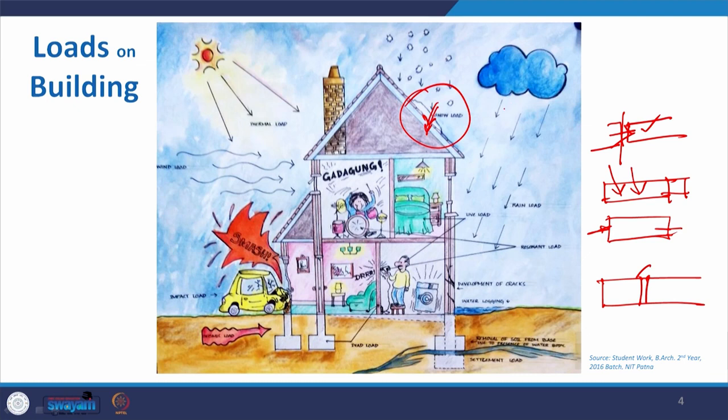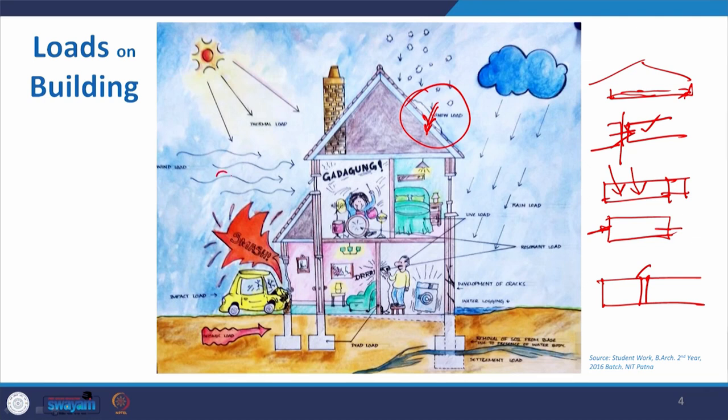Similarly with rain, if there is no proper drainage, or the slope is too narrow or almost flat, water will accumulate and create some additional load, and sometimes it may be very dangerous to a building. I will show you some photographs on that account too.